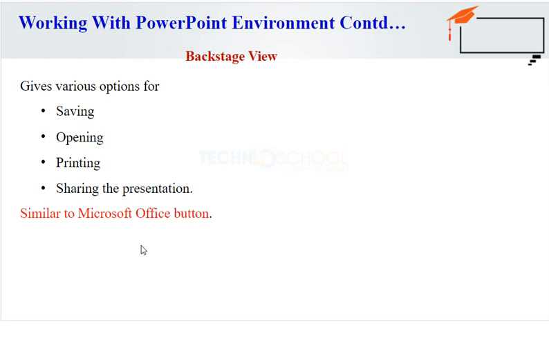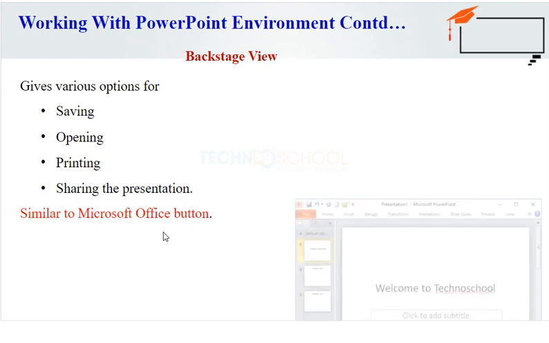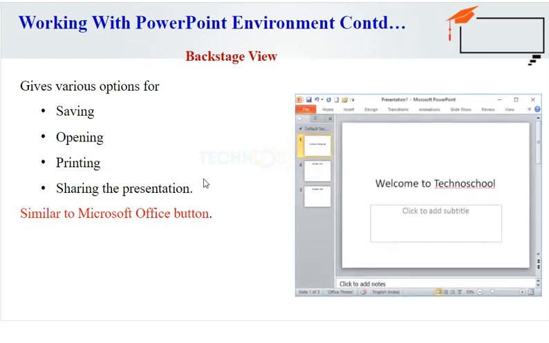So the backstage view gives you various options for saving, opening, printing, and sharing your presentation. It's similar to the Microsoft Office button menu. So in PowerPoint 2007 and the File menu are easily visible. See, here it is visible.